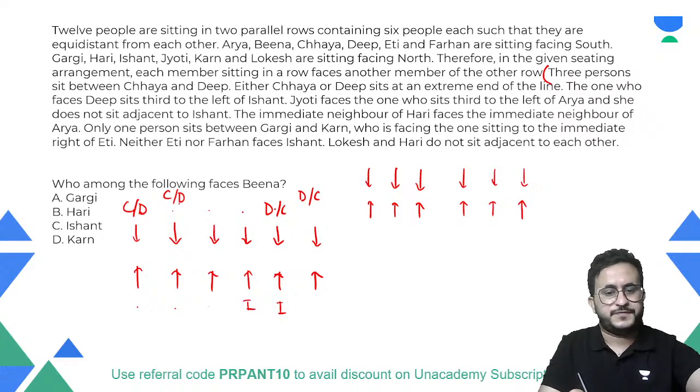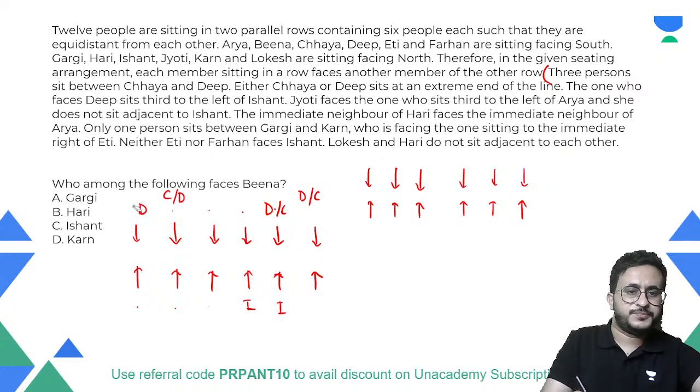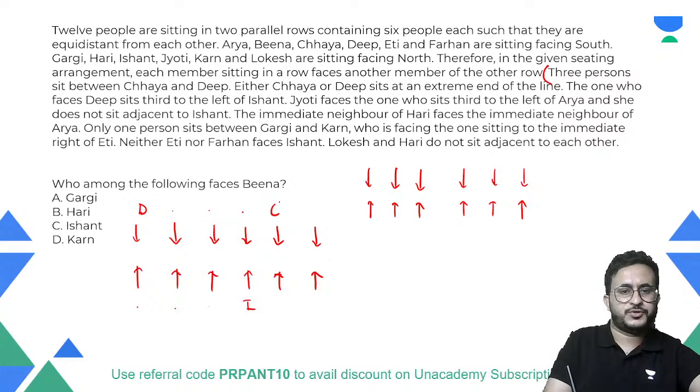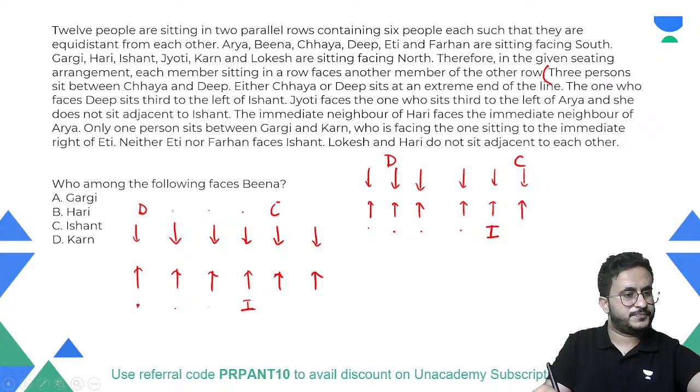So let's first make a case wherein Deep enters at this position. So Deep is at this position. This will be Chaya because there are three people between Deep and Chaya. Okay. And opposite to Deep, third to the left of Ishan. Clear? Second case, we will put Deep here. Then Chaya will be here. Okay. Opposite Deep, one, two, three. This will be Ishan. Third to the left of Ishan.